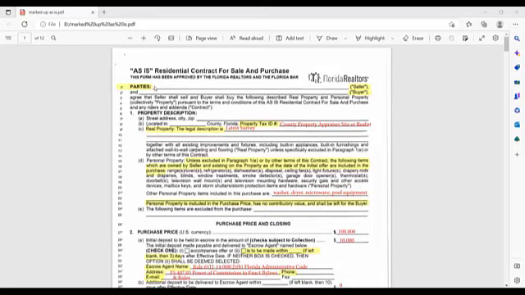Line 3 goes on to say, agree that the seller shall sell and the buyer shall buy the following described real property and personal property, collectively property, pursuant to the terms and conditions of the as-is residential contract for sale and purchase and any riders and addenda, meaning contract. This means that any rider or addenda you attach to this contract becomes part of the whole contract.